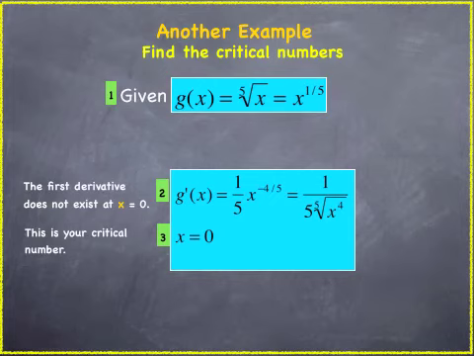The only thing you have to be very careful of here is you want to make sure that does not make the original function undefined. So if you go back to 1 and you plug in x equals 0, make sure that works. In this case it does, so x equals 0 qualifies as a critical number.